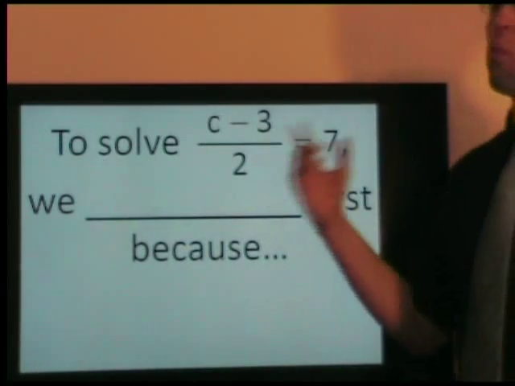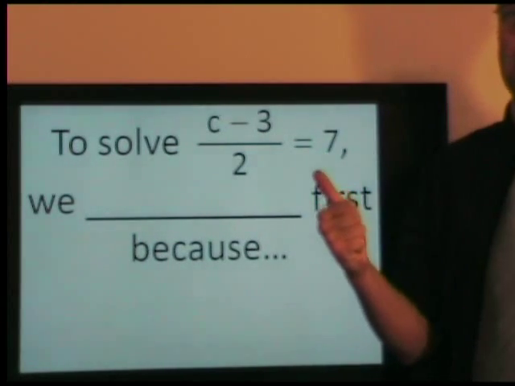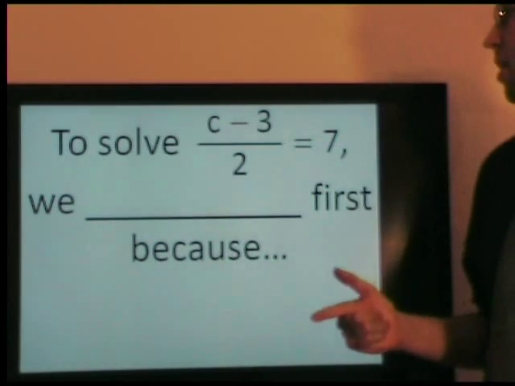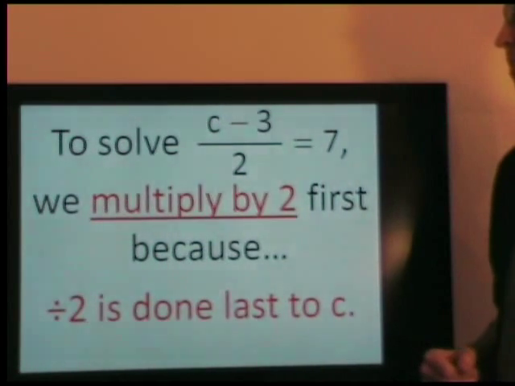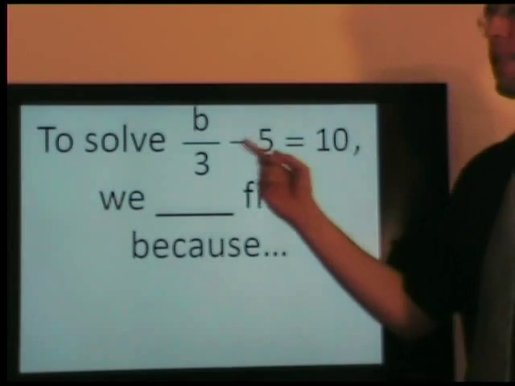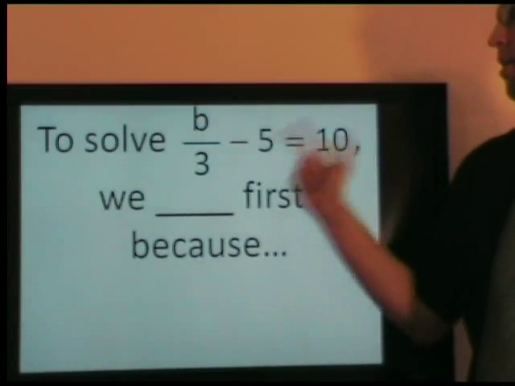Here, what's happening to C? First, minus 3, and last, divide by 2. So how do we undo dividing by 2? Multiplying by 2. What's happening to B here? First, divide by 3. Second, subtract 5.